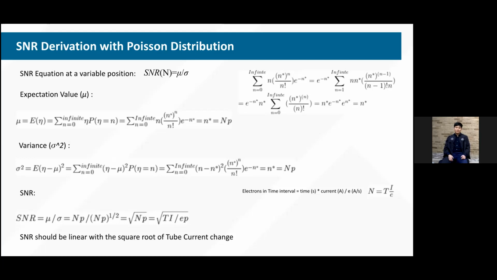And basically the SNR can be the square root of N multiplied with probability P, and with expanding the N, you should get a square root relationship with the tube current. The T here, the capital T, is the time. We put it in our model, which is usually 1 millisecond here.